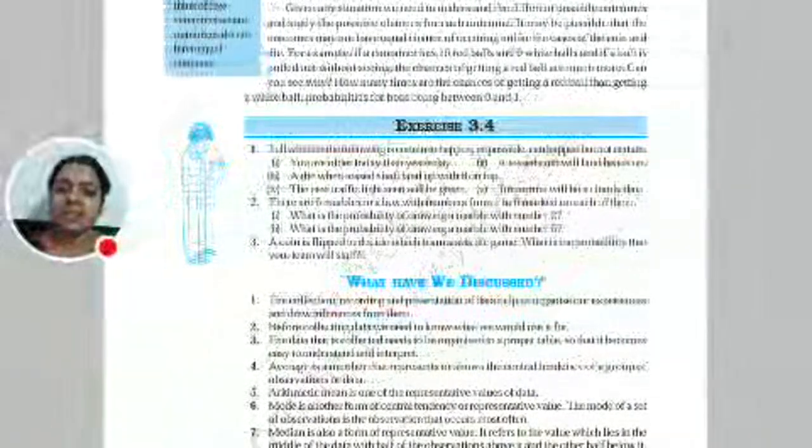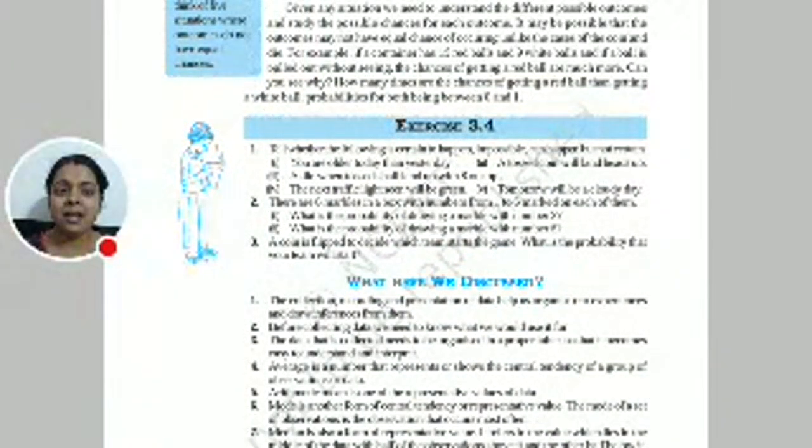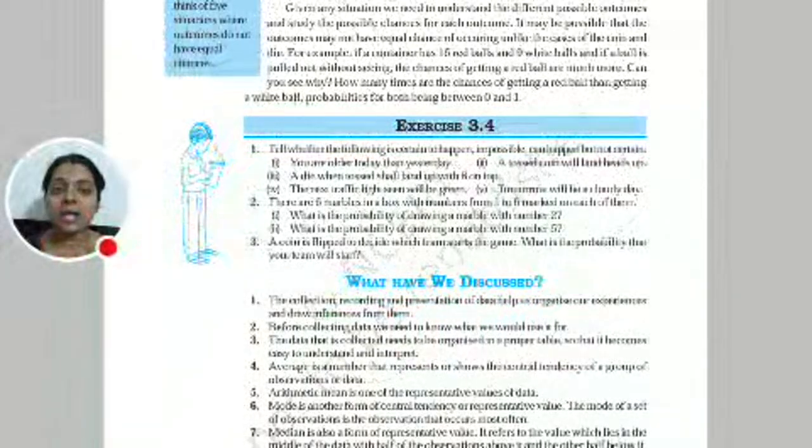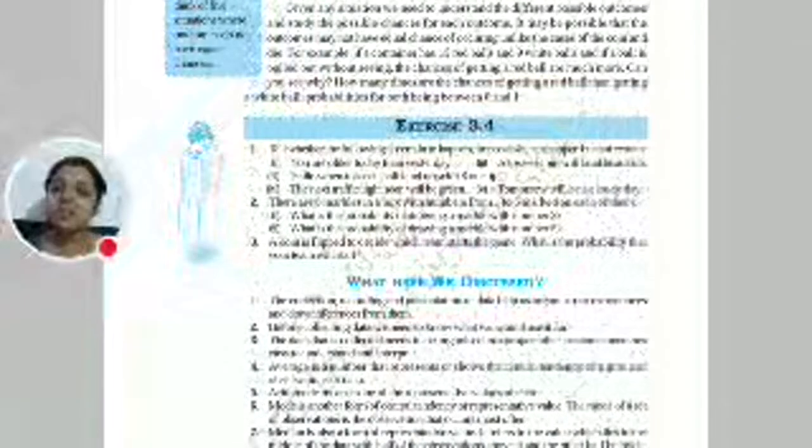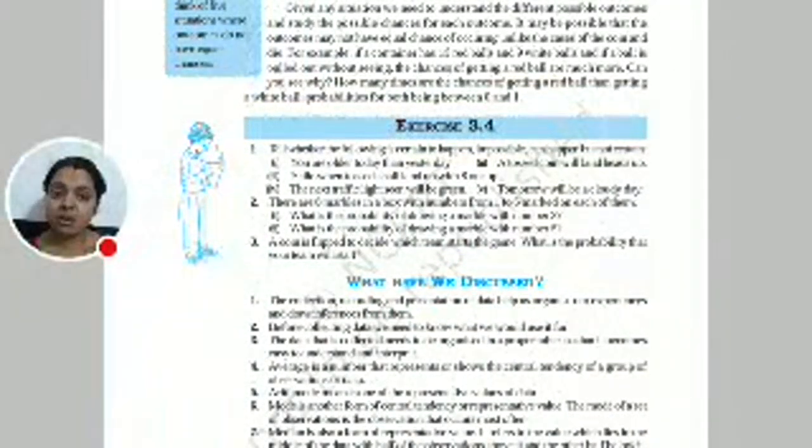Question number 1, listen to me very carefully. Tell which is impossible, which can happen but is not certain. There are 3 options. One is definitely will happen. Second is can happen, but cannot be sure. And third is impossible. So let's see what question 1 says.